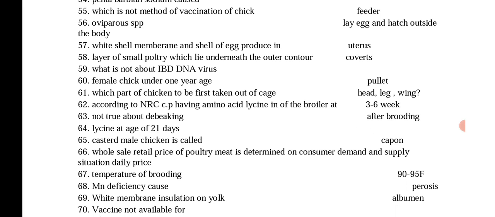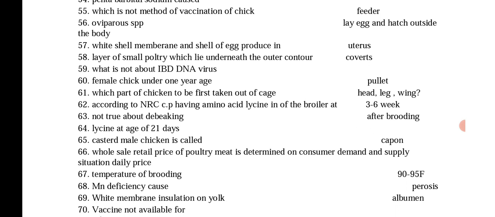They lay eggs. The white shell membrane and the shell of the egg are produced in the uterus. Coverts is the layer of small feathers which lie underneath the outer contour feathers.